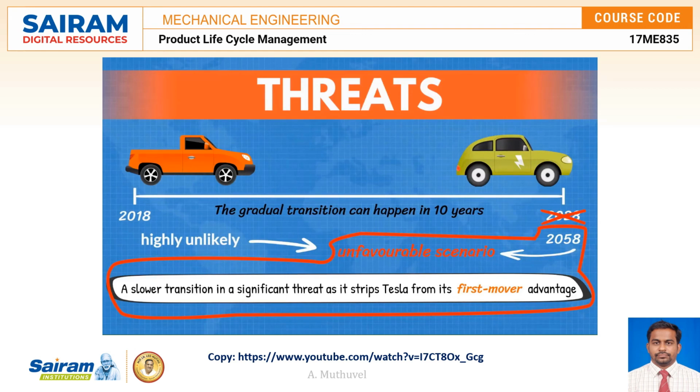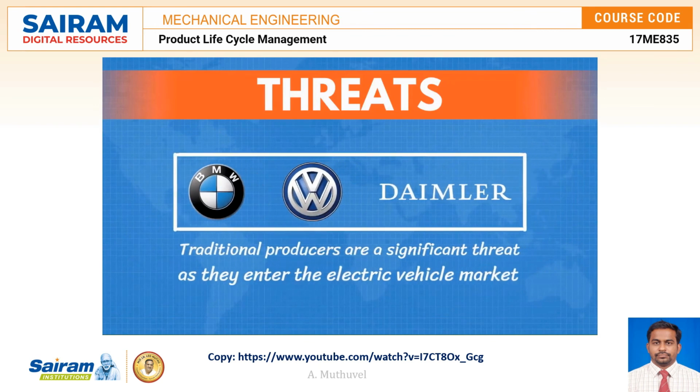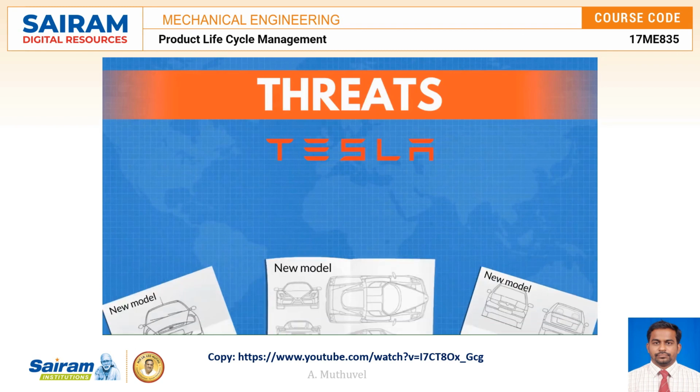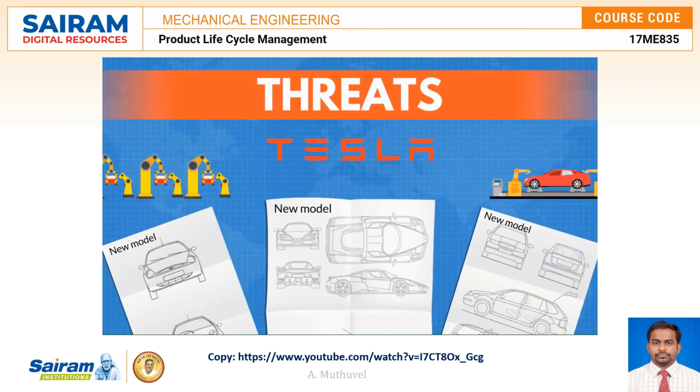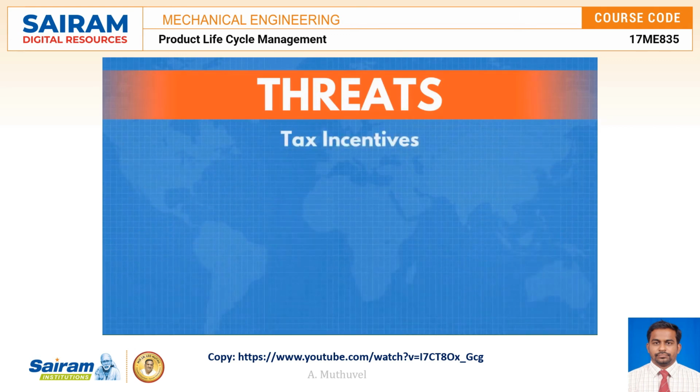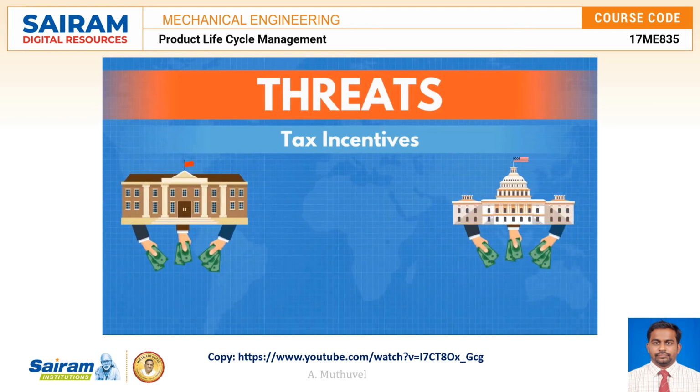Of course, the entry of traditional producers is a significant threat, as we discussed. Firms like BMW, Volkswagen, and Daimler will undoubtedly enter the market. As Tesla continues to release new models, there is no guarantee production difficulties would not appear again. This is another threat.